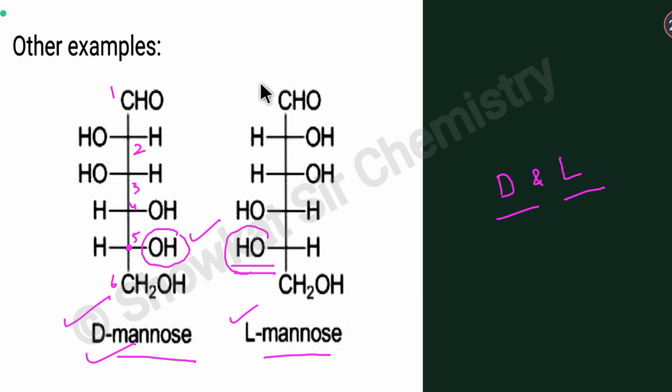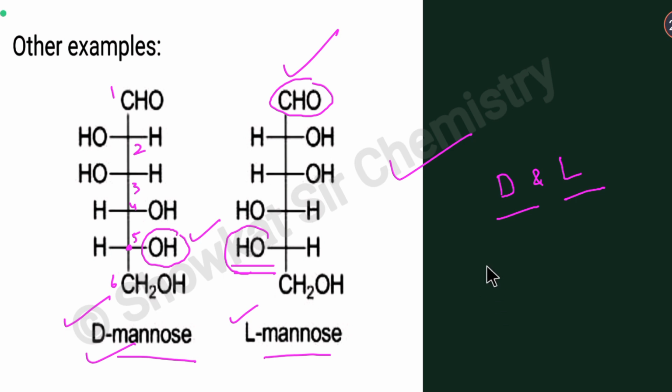And when you just draw the Fisher projection formula, I hope you have already understood it. So we write it like this: the most oxidized group, that is the aldehyde group, is written at the top, right? And then we write the other groups just like this. Now here you have to check the last chiral carbon.